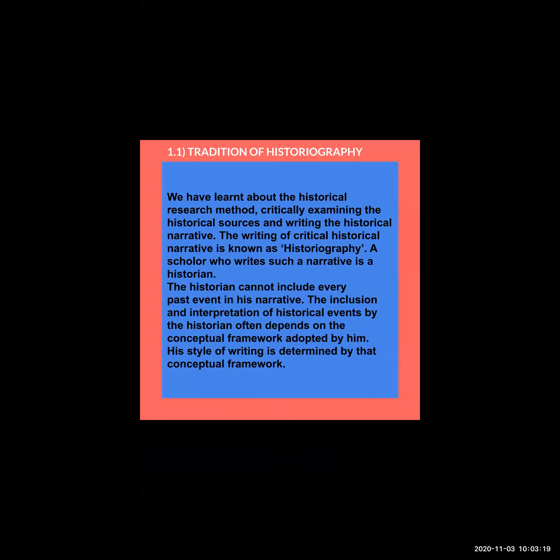Then we have point number 1.1, tradition of historiography. We have learned about the various historical research methods: critically examining the historical sources, how to examine them, and writing the historical narrative, how to write it. First, we have to see which type of paper it is, which type of lettering style is there. Everything we have to first examine, and then we can write a narration on it.